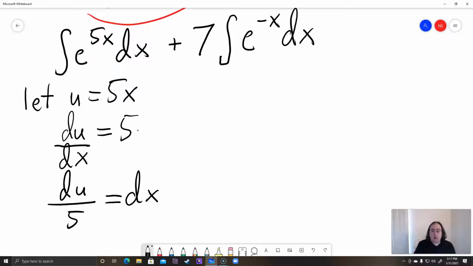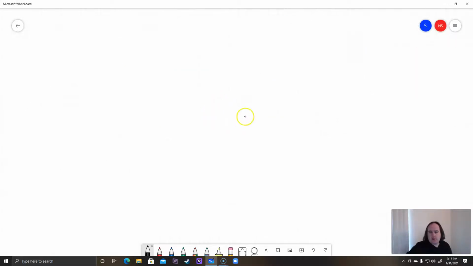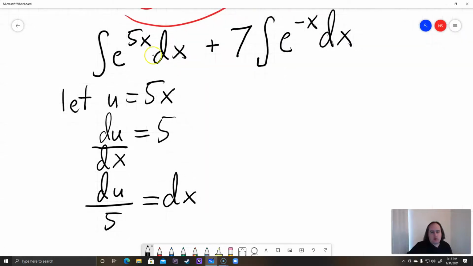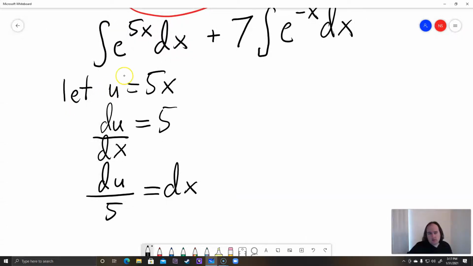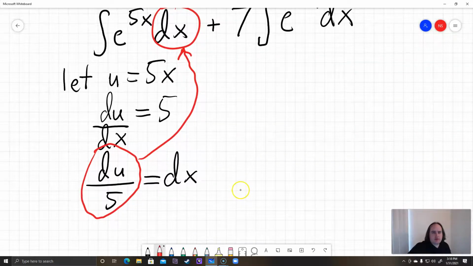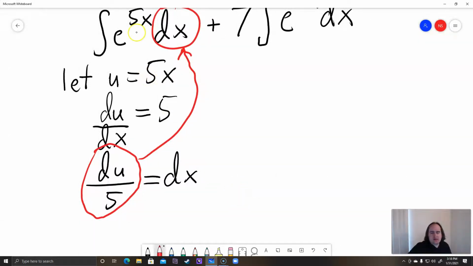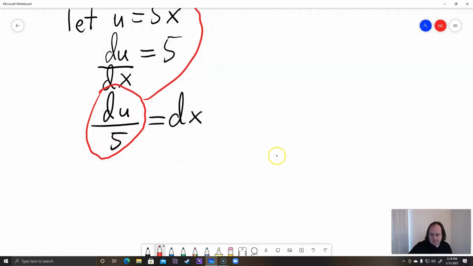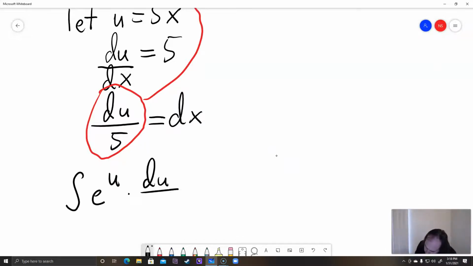Now this u is only going to work for our first integral. But right now we're just focusing on the first integral. So for this first integral, this is our u. So we've got the integral of e to the u times, well, we can go ahead and plug in du over 5 for dx. So our first integral now is going to be the integral of e to the u times du over 5.